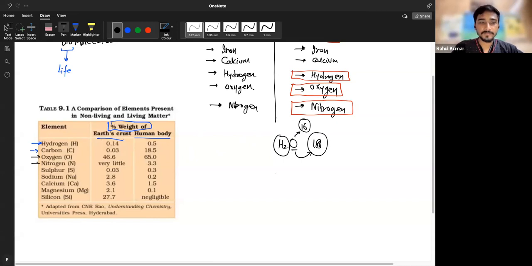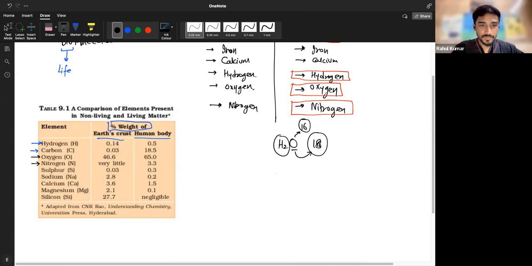And then nitrogen. In the Earth crust, I'm assuming they have written very little, because for carbon, they have written 0.03, which is very, very little. They could have written something here also, but they have written very little. So nitrogen is very little, but it is around 3.5% in our body. Nitrogenous bases. All our DNA has nitrogenous bases that contain nitrogen.